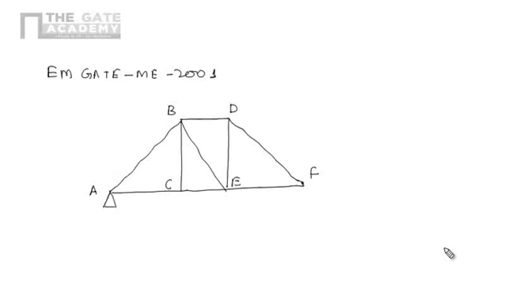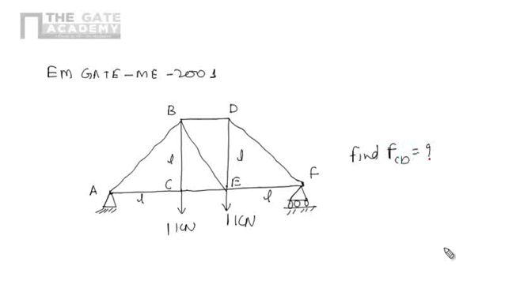A is supported by a hinge joint and F is supported by a roller support. Here we are applying a force of 1 kilonewton, and here also a force of 1 kilonewton. Lengths are given, that is L and L. Now in this problem we have to find the force in CT.